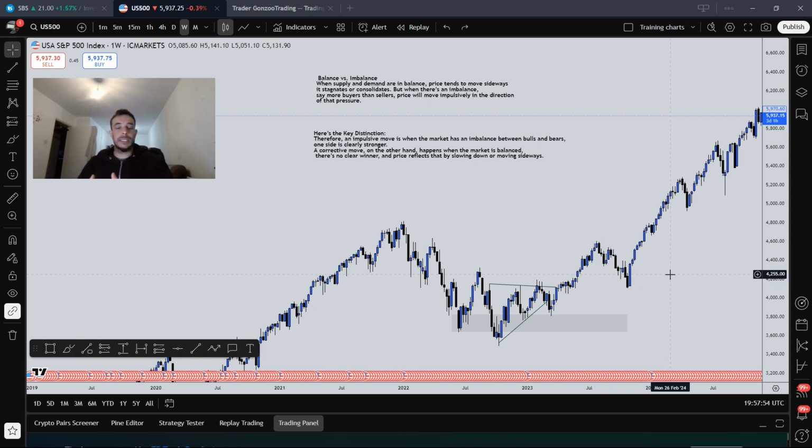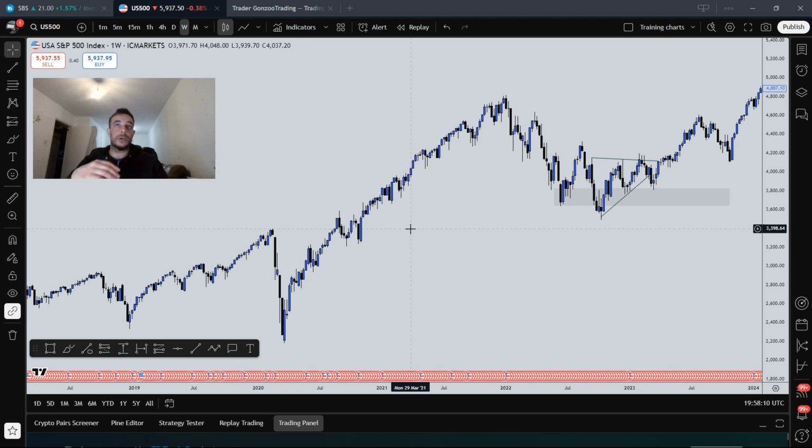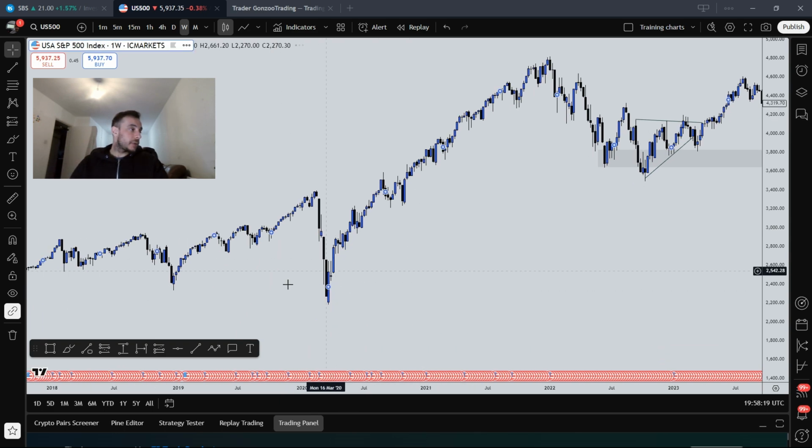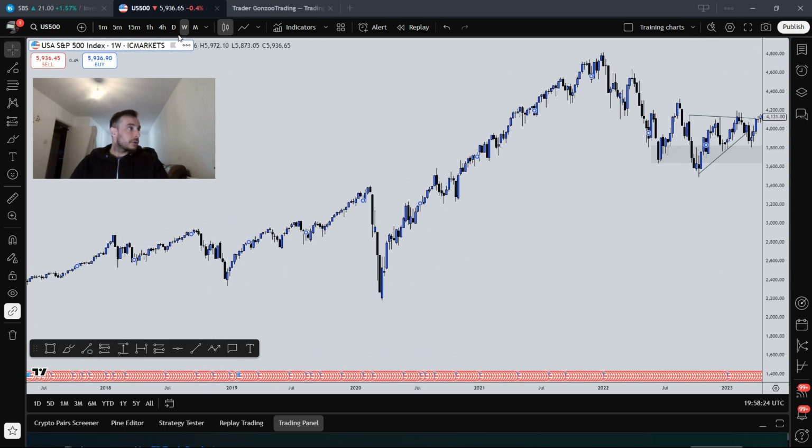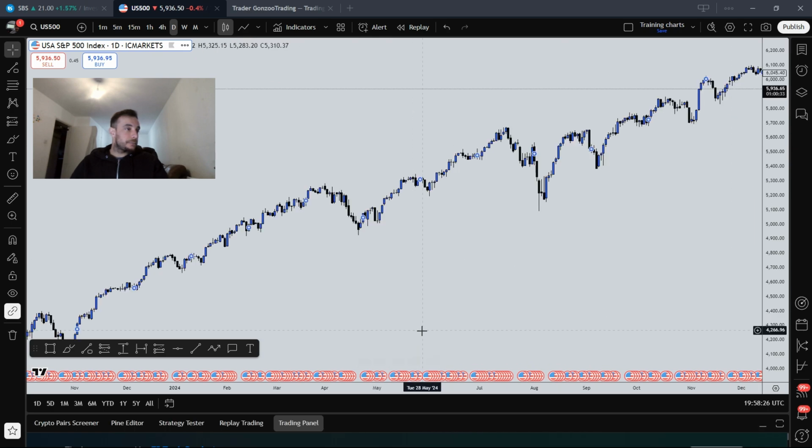So this is how market structures are formed. Market structure is how we can identify if we are in a bullish or bearish trend. Basically, if we're making higher highs and higher lows, we are in a bullish trend, and if we're making lower lows and lower highs, we are in a bearish trend. So, for example, if we start mapping out market structure, we'll probably go to the daily so we can see a little bit better.